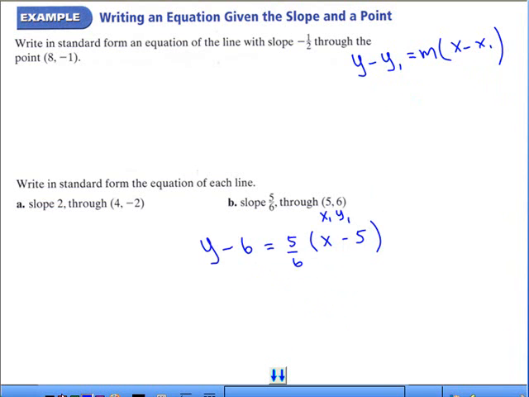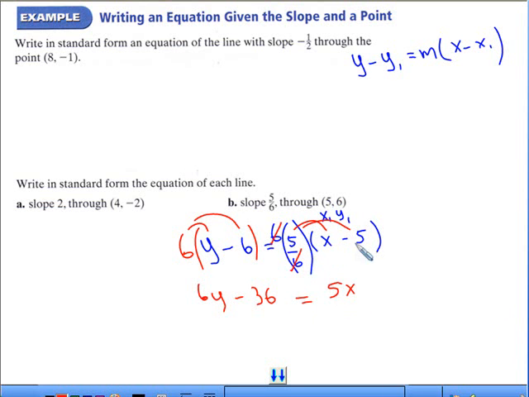So let's get rid of the fraction. We're going to multiply both sides by 6. Let's put this in parentheses right here, so that we know we need to distribute to both. So we get 6y minus 36. These cancel. Remember, when they cancel, they really become 1s. So 1 times 5 is 5. Then we're distributing the 5, so it's going to equal 5 times x is 5x, and 5 times negative 5 is negative 25.